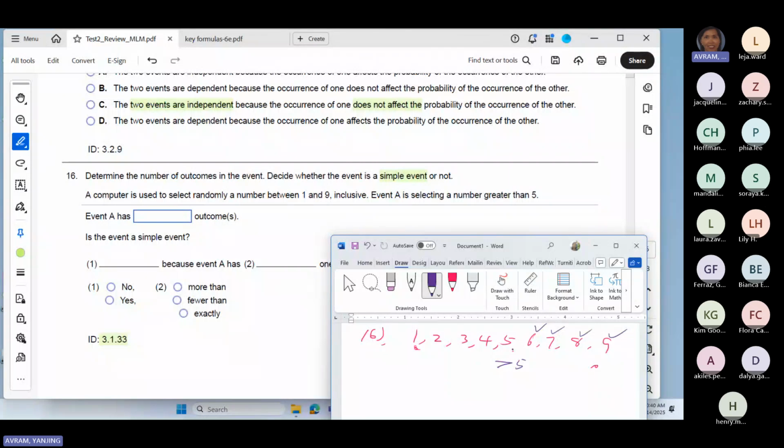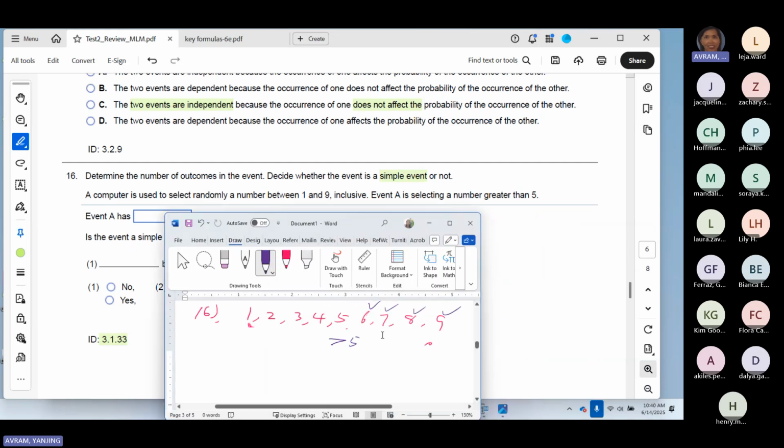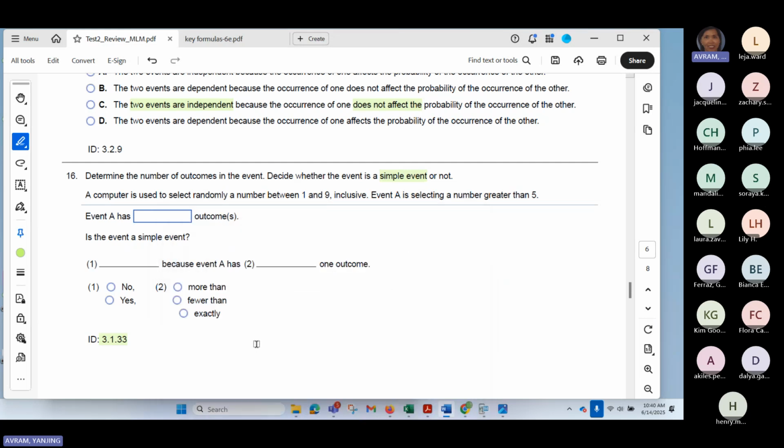Greater than 5 means it doesn't include 5, right? If you have greater than or equal to 5, then you will include 5. But just greater than 5 means it doesn't include 5. So you have 6, 7, 8, and 9. You have 4 outcomes. So that means this event A has 4 outcomes.